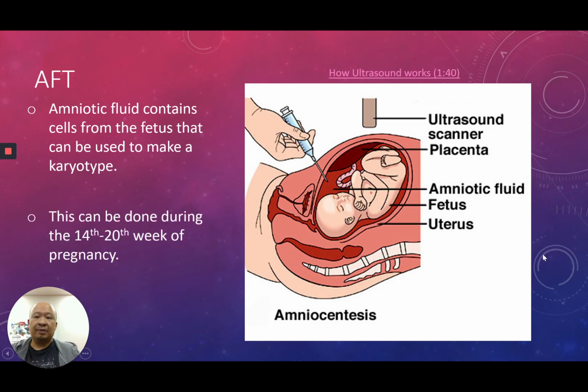The benefit of an AFT is that you can do this between the 14th to 20th week of pregnancy. So this is still pretty early on, and it's early enough for you to be able to detect several things from the karyotype. You can detect gender at this point. Even from the ultrasound, you should be able to make out the gender of the individual, because usually gender has been determined about the 7th to 10th week of pregnancy. So by the 14th, it's definitely there.